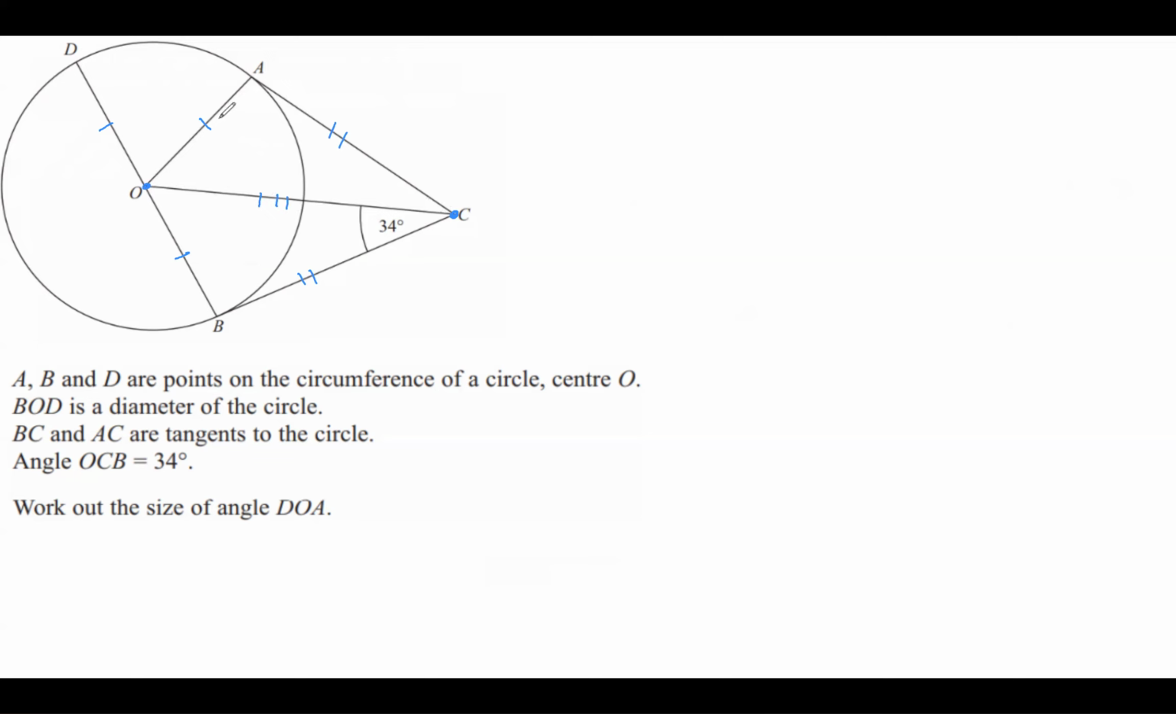Now, we also know that a radius meets a tangent at 90 degrees. So this is 90 and this is 90. So we can work out this angle over here. And we can say angle BOC is equal to 180 minus 34 plus 90. So what is that going to give us?